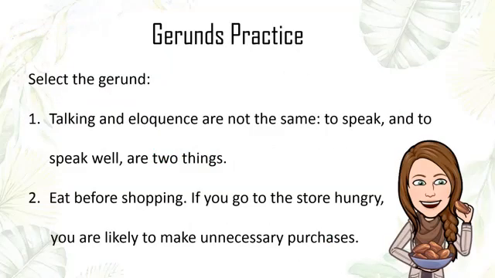So I want us to have a bit of practice. Again, just on your little piece of scrap paper, see if you can do this before I give the answers. In the following sentences, I want you to select the gerund. There is only one gerund per sentence. On your piece of paper, I want you to write down for both of the sentences what our gerund is. So number one: talking and eloquence are not the same. To speak and to speak well are two things. What is our gerund in that sentence?